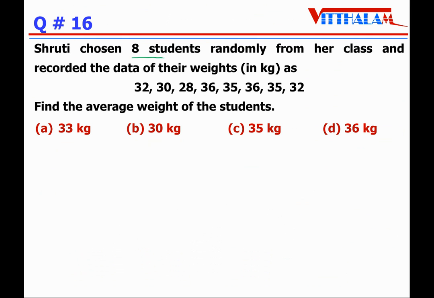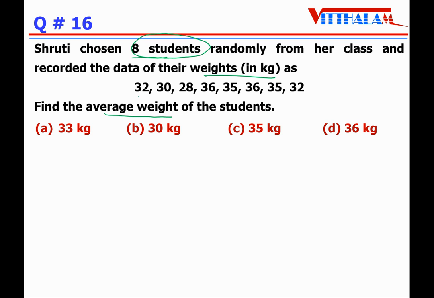Shruti chose 8 students randomly from her class and recorded the data of their weights in kg. So these are the data. Find the average weight of the students. That means we have to just add up and divide by 8. On an average, you can see here it is in the 30s.